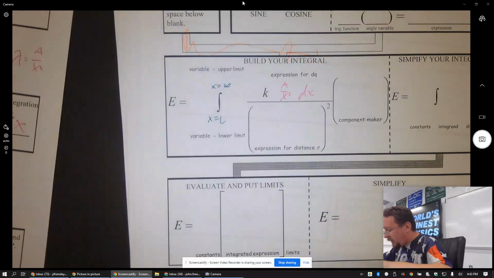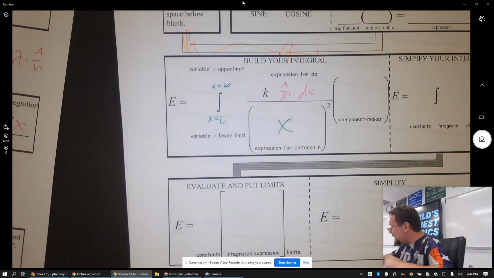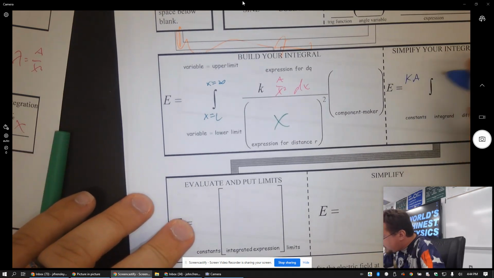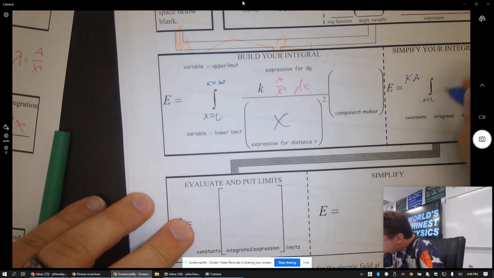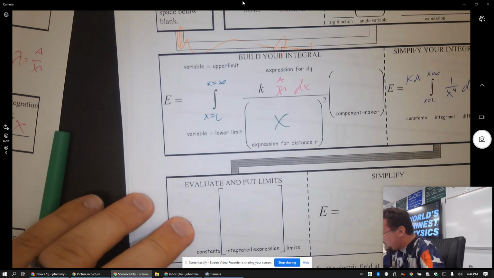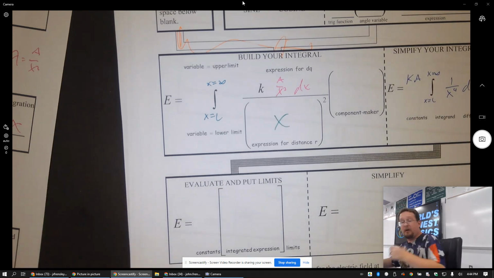And the r itself is just x. So then if I wanted to, I could factor out a k and an a. I'm going to go from x equals L to x equals infinity, and I'm going to have a 1 over x to the fourth dx. And you do that on your own time. This probably has L cubed when you're done with it.